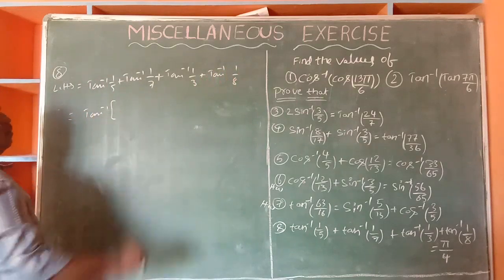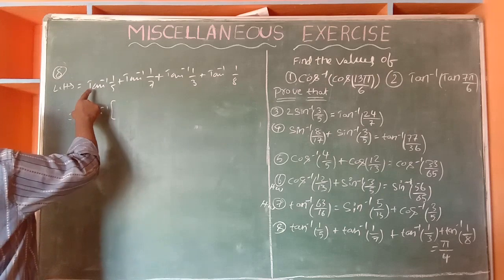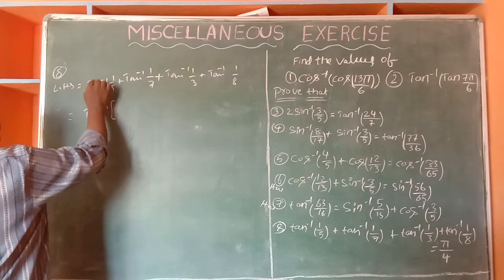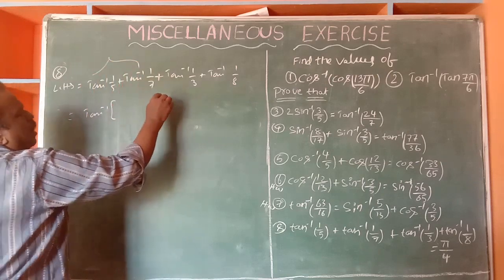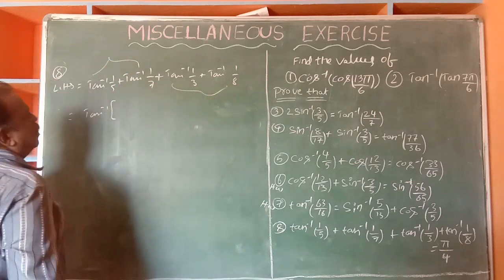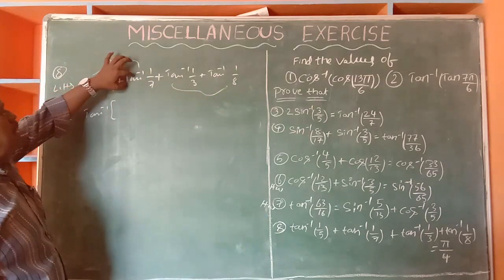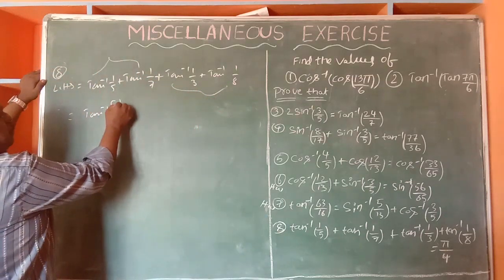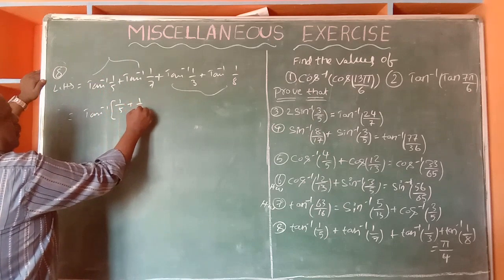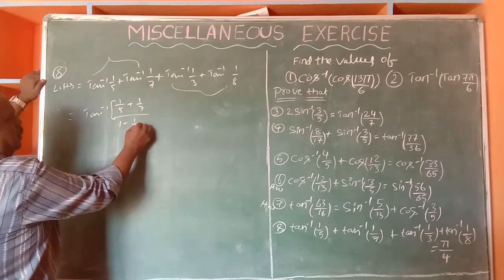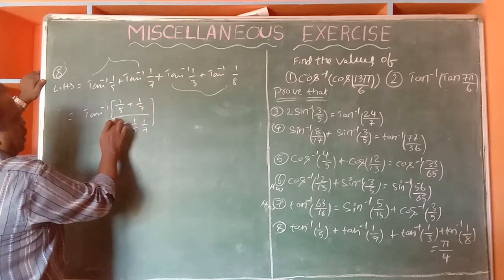It is tan inverse of... first I am considering this first two and this two one. Tan inverse x plus tan inverse y is tan inverse of x plus y by 1 minus xy. A formula is there.